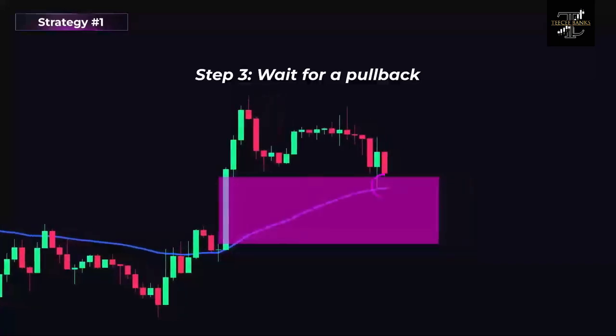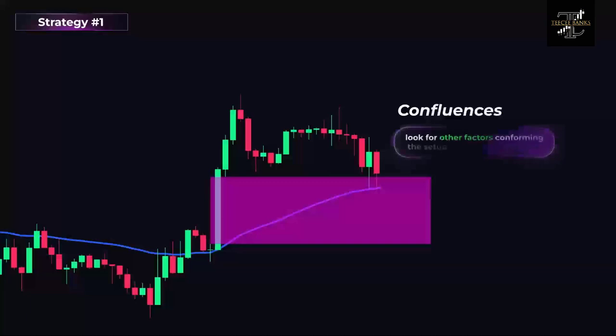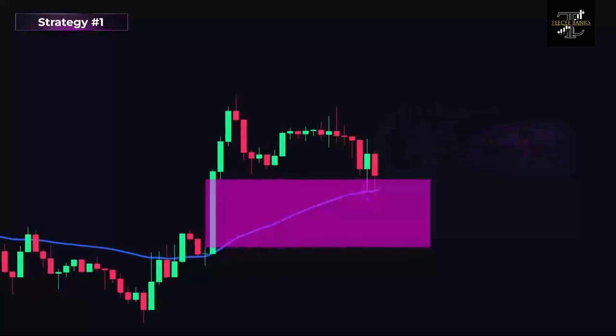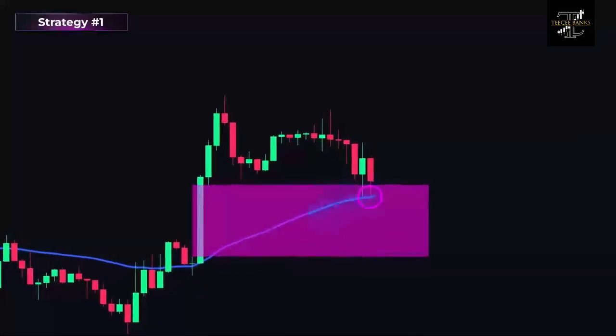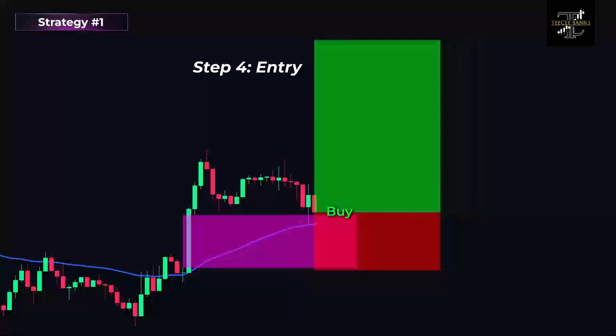In this example, price eventually pulls back into the gap. Now, ideally, we also want to see some confluences here, which simply means that there must be other factors confirming the setup besides the fair value gap alone. In this case, we can see that price is also sitting on the 50 EMA, acting as a support level. This gives us extra confirmation that it will likely bounce from this area. From here, we can enter a long trade, with our stop loss placed just below the fair value gap and our take profit set at 3 times the risk.